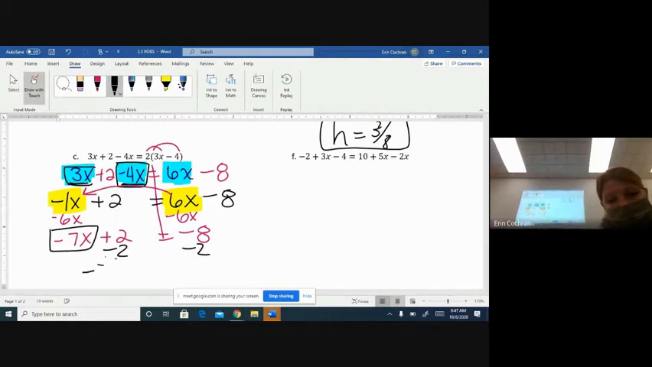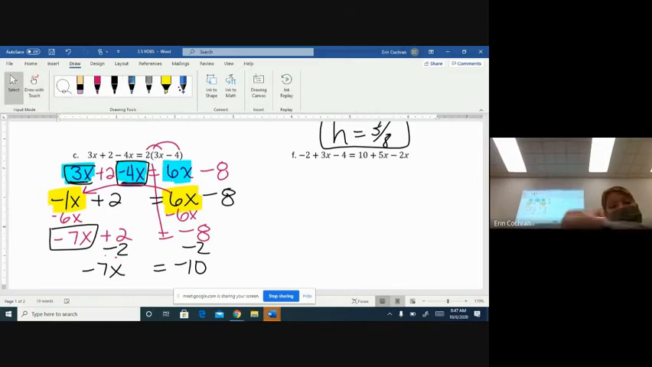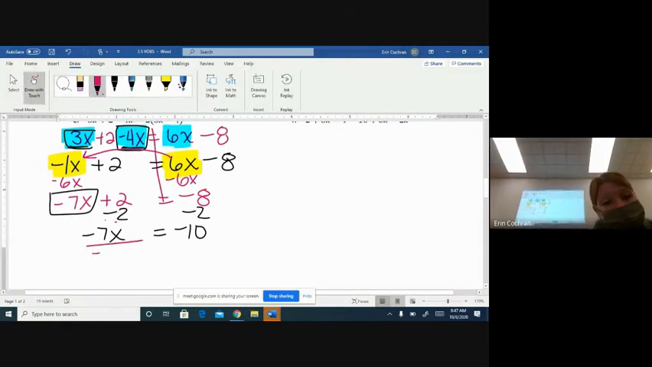So we get negative 7x equals negative 10. And then how do I get rid of the coefficient of negative 7? Divide by negative 7, good. So 2 negatives make a positive. And can I simplify 10 over 7? No, so we're going to leave it as 10 over 7.